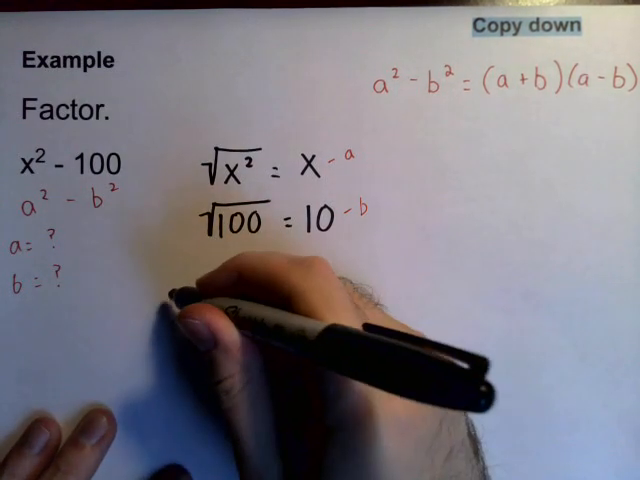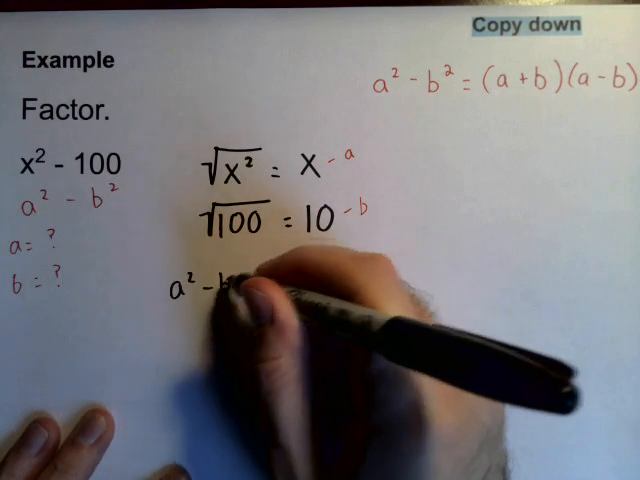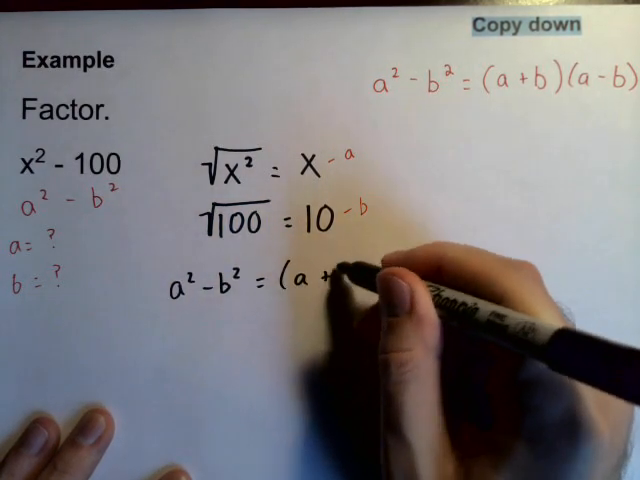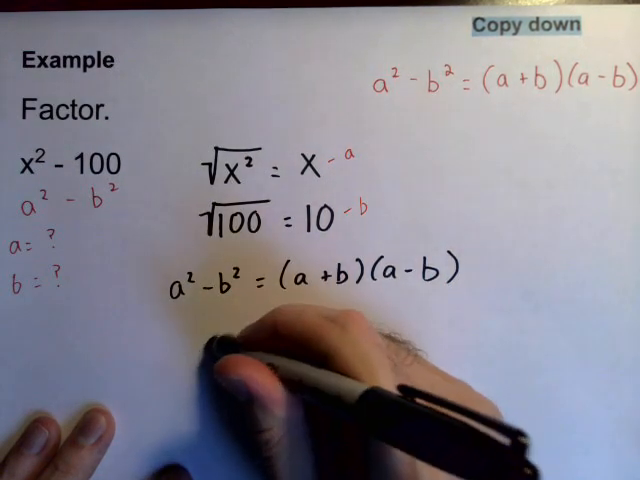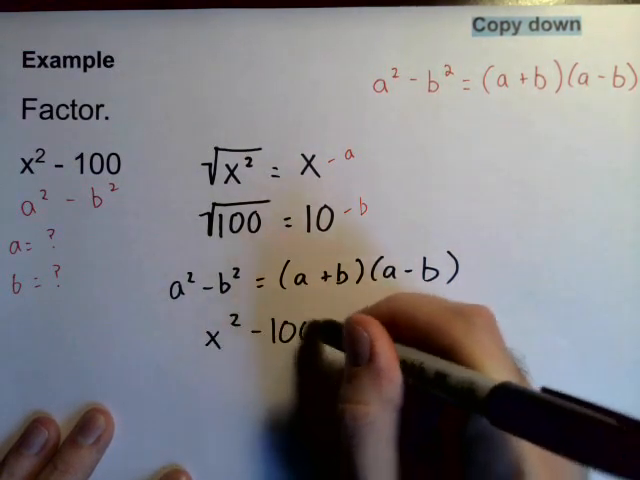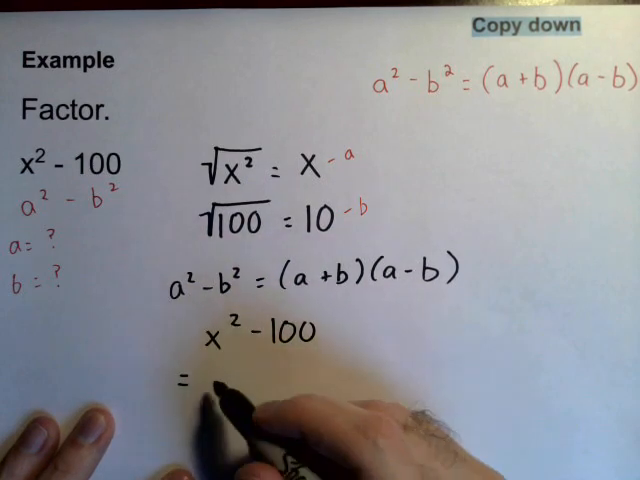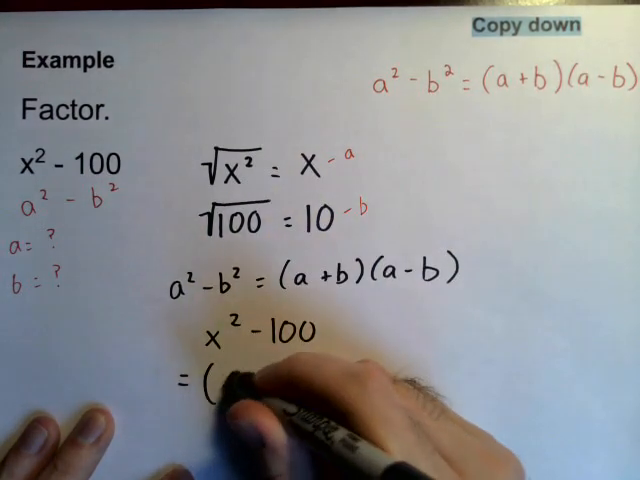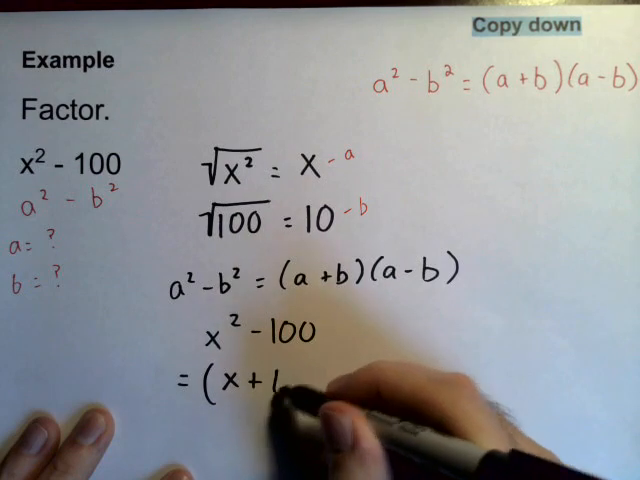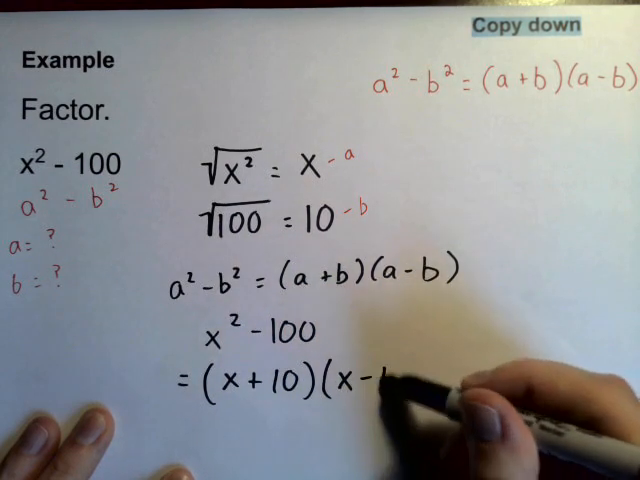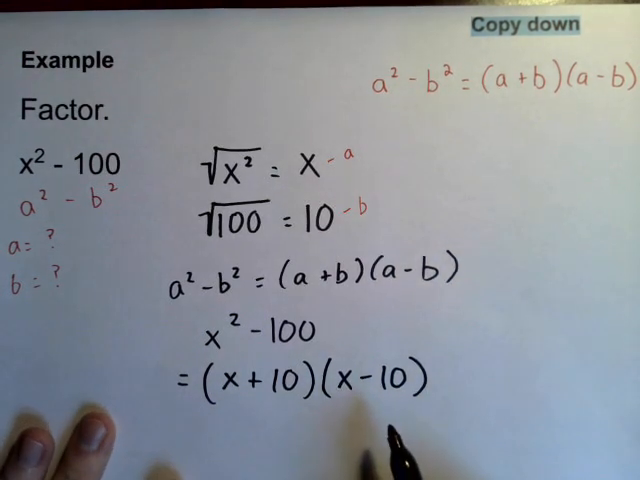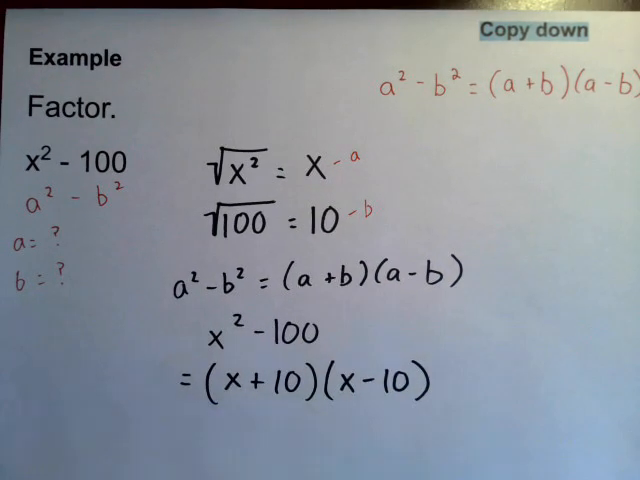So what this is going to mean, since a squared minus b squared equals a plus b times a minus b, x squared minus 100 in the factored form will be x, that was our a term, plus 10 multiplied by x minus 10. And then that would be our completed answer there.